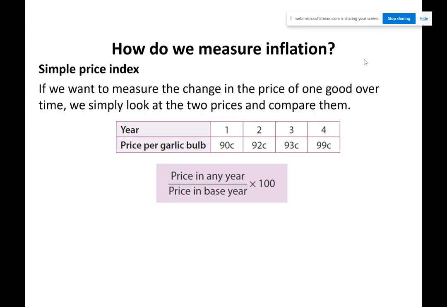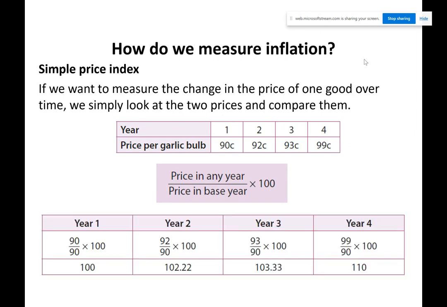And the way you do this, it's very simple. Now, unfortunately, this is not in your maths tables, but it's a very simple formula you need to remember. You look at the price in the current year, and you look at the price in what's called the base year, which is the year we're comparing it to. So when you're measuring inflation, you're comparing 2 years: the original year, which is called the base year, to the current year, which is now.